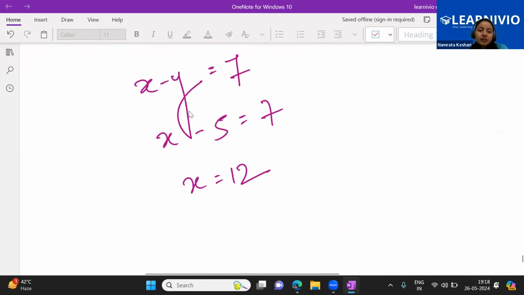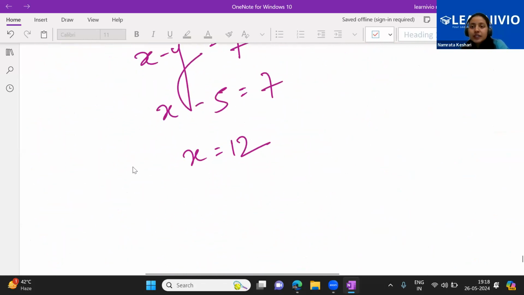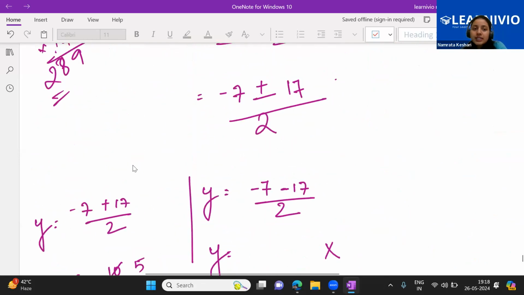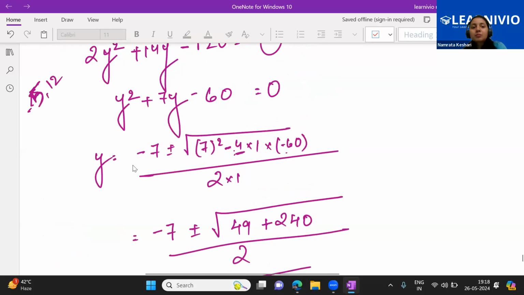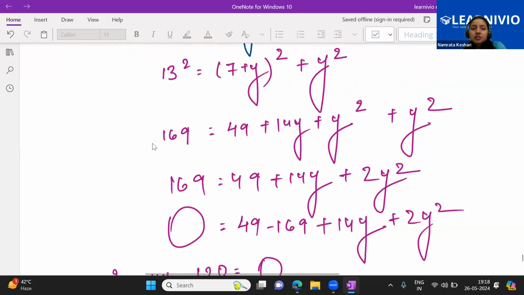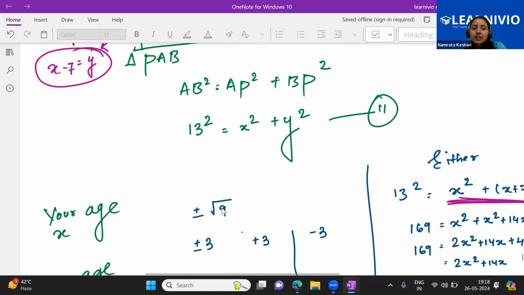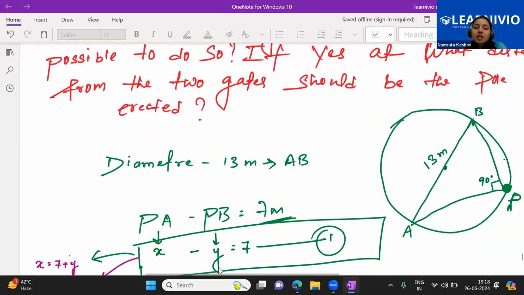Yeah. So Maha has already got these two values. The distances are 12 and 5. 5 meter, 12 meter. Harshit, can you check your calculation? It is not plus minus root 9. Yes, ma'am.